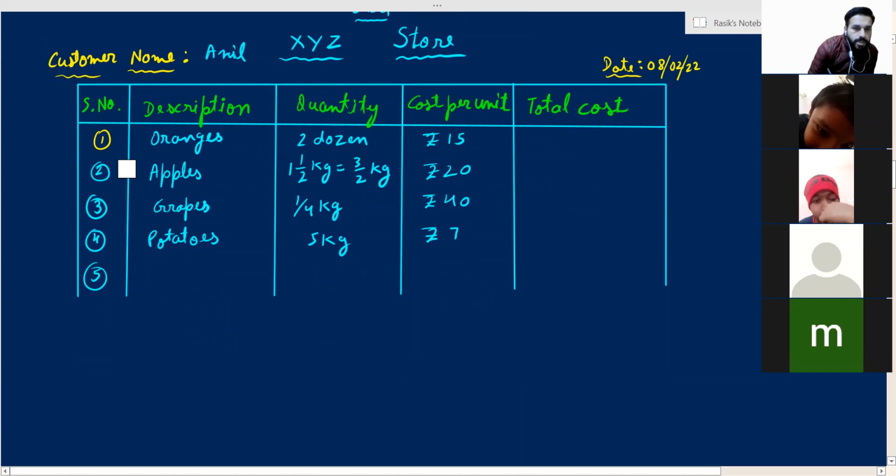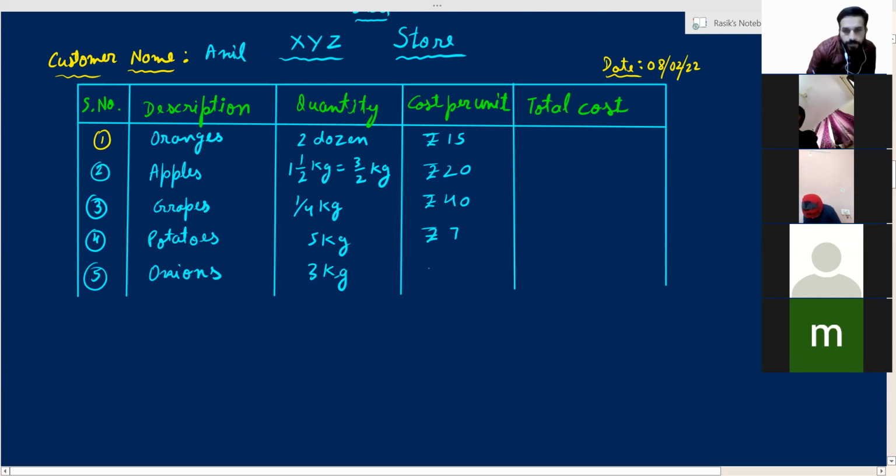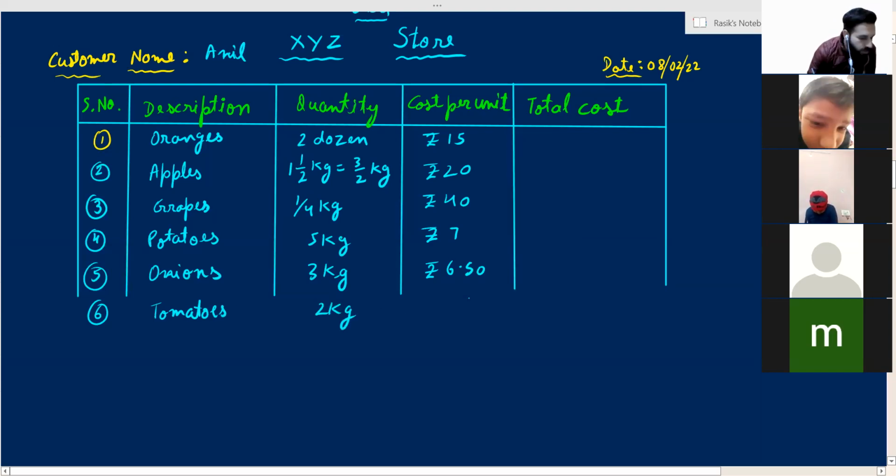For the next item, what is the next item? Onions. How much? What is the quantity he purchased? 3 kg. Onion at rupees 6.50 per kg. Okay. Then tomatoes. 2 kg of tomatoes at rupees 12 per kg.